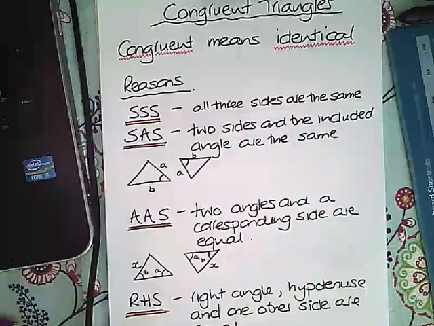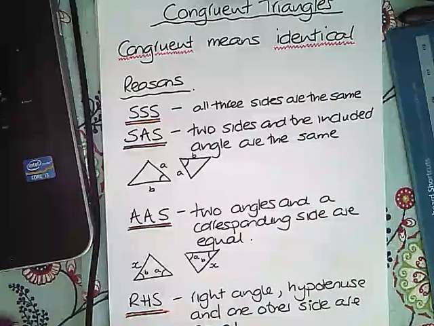So congruent is sometimes used with other shapes as well, hexagons, rectangles, squares, but usually proofs for congruent triangles are where you would come across the word congruent. So there are four reasons why a triangle would be congruent with another triangle.